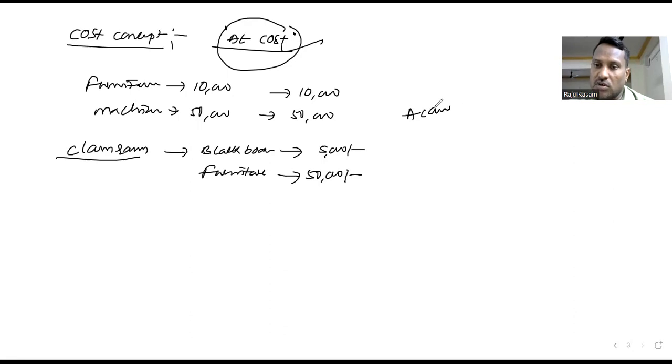While the accountant is recording these two transactions in the accountancy books, he has some doubt. What is the doubt? For the blackboard the college spent 5,000 rupees, and for furniture the college spent 50,000. In this, which one is important? Which is given the first priority? I think the blackboard is more important than furniture.